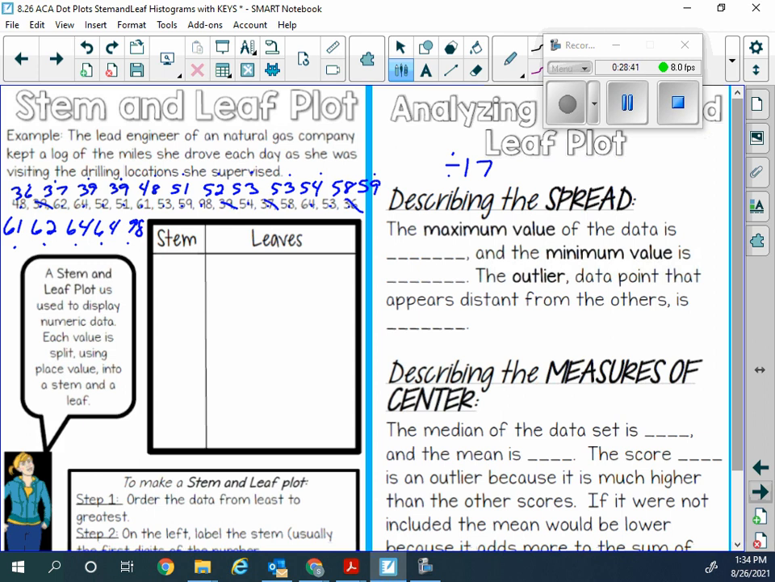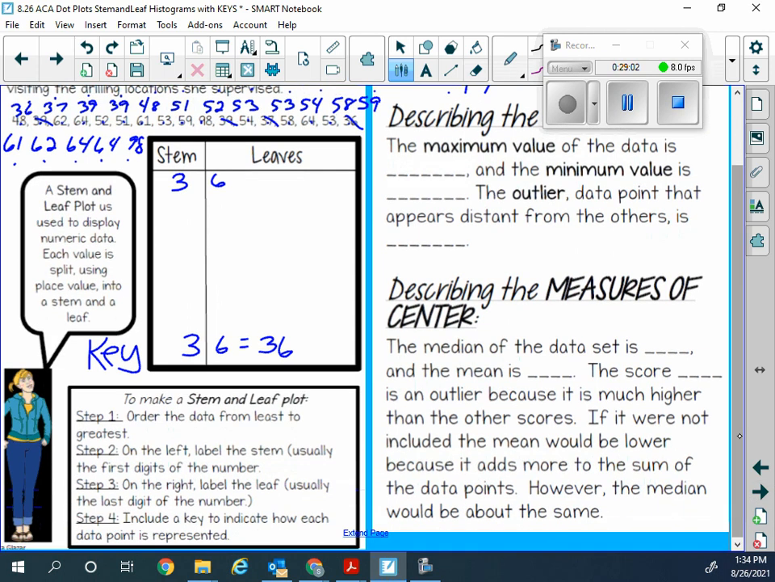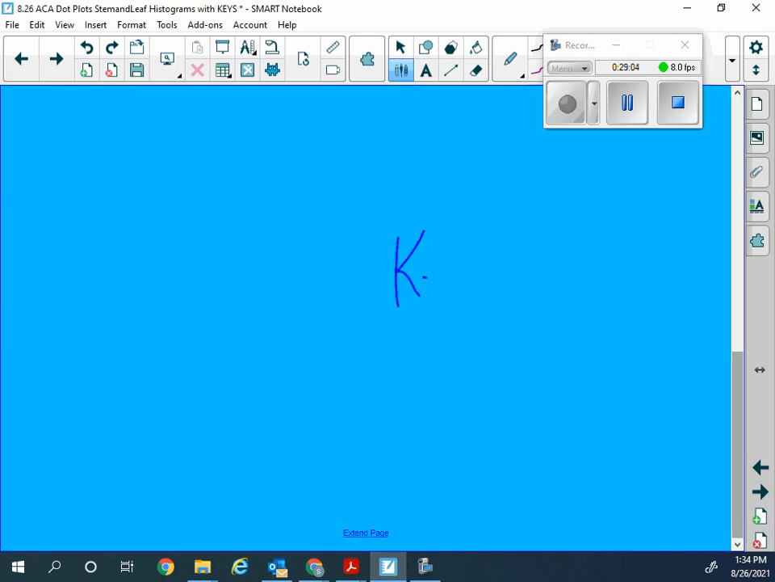I would start with 36. Okay, you need to make a key. The key is telling you, if I put a 3 and a 6 like that, I mean 36. Okay? If I had a key that said this, now what?